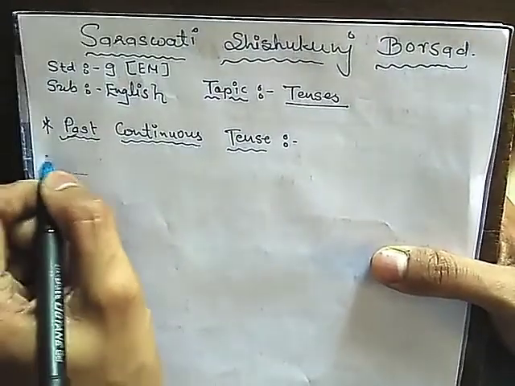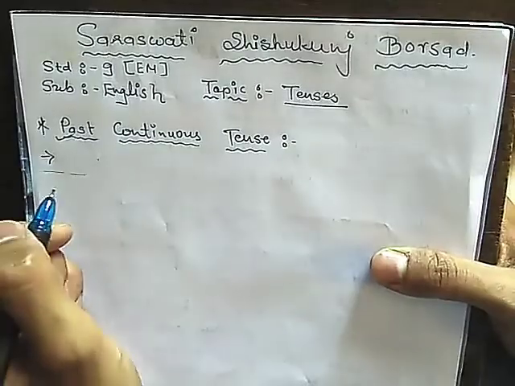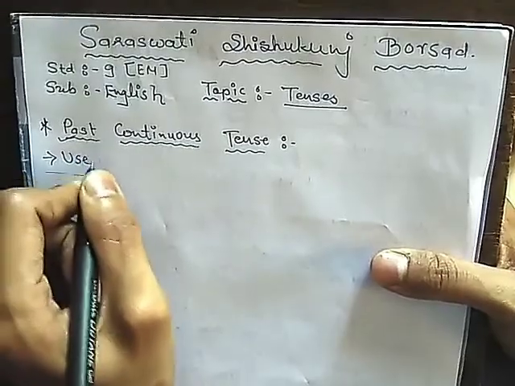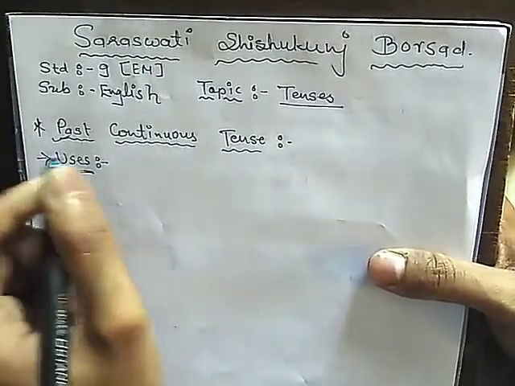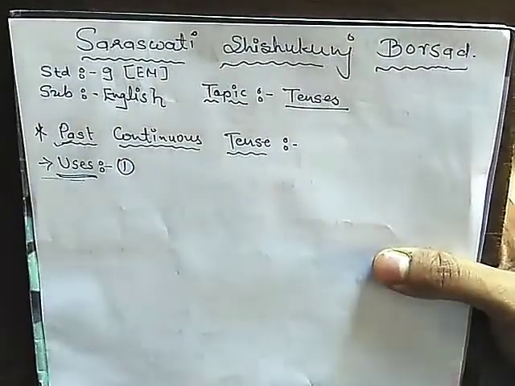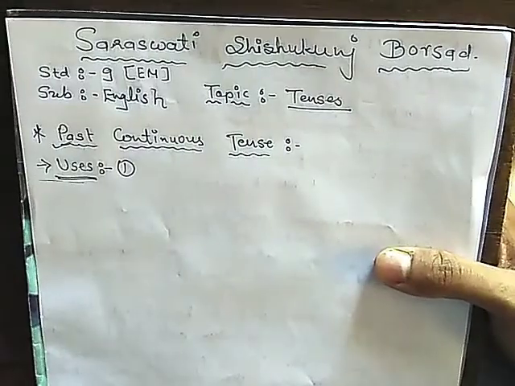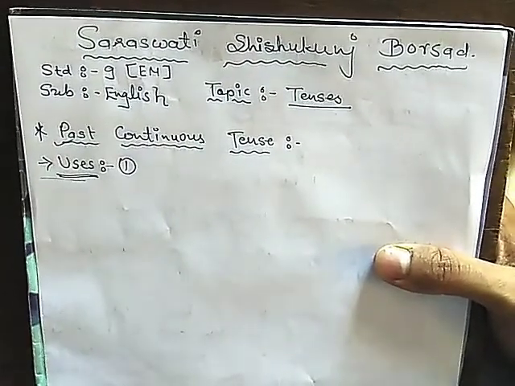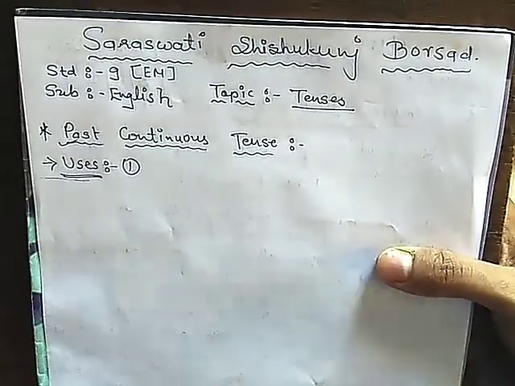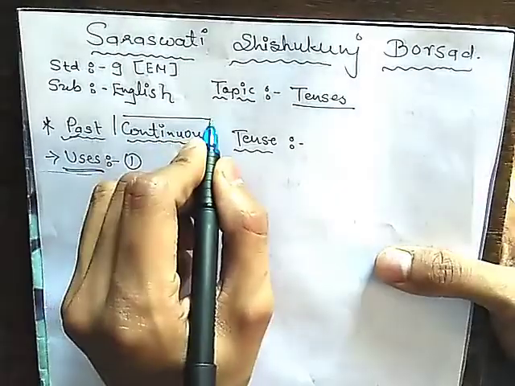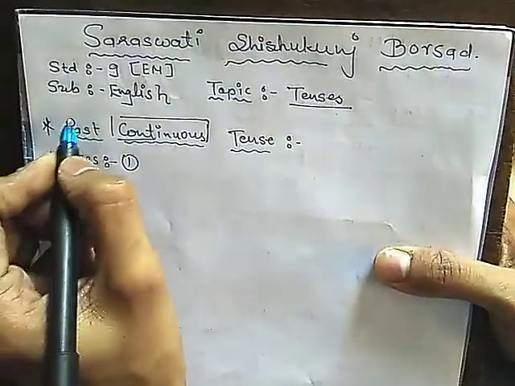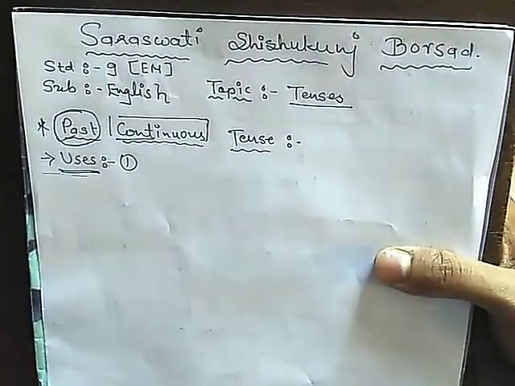First of all, as per our structure, we are going to discuss the uses of this tense. What are the uses of this tense? Let us see. The first use: whenever you want to describe the ongoing action of the past of a particular time, at that time you can use this tense. Ongoing action, why? Because this is continuous tense, but you should keep in mind that this is the past tense.